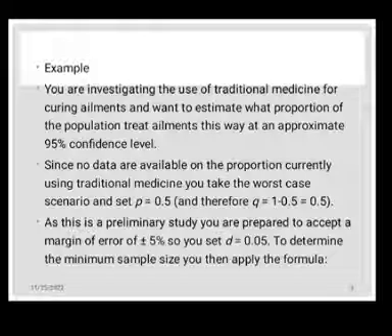You are investigating the use of traditional medicine for curing ailments and want to estimate what proportion of the population treats ailments this way at an approximate 95% confidence level. Since no data are available on the proportion currently using traditional medicine, you take the worst case scenario and set P equal to 0.5, and therefore Q is equal to 1 minus 0.5, which gives you 0.5. As this is a preliminary study, you are prepared to accept a margin of error of plus or minus 5%. So you set d equal to 0.05. To determine the minimum sample size, you then apply the formula.